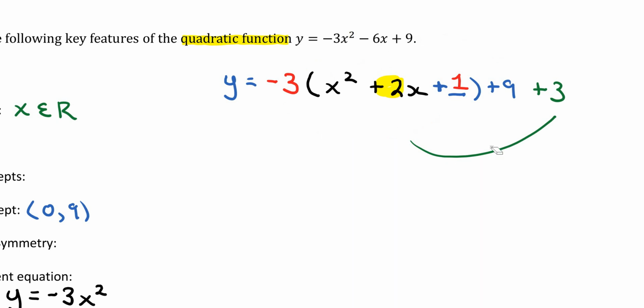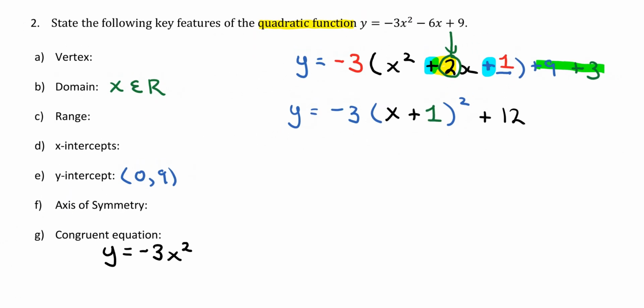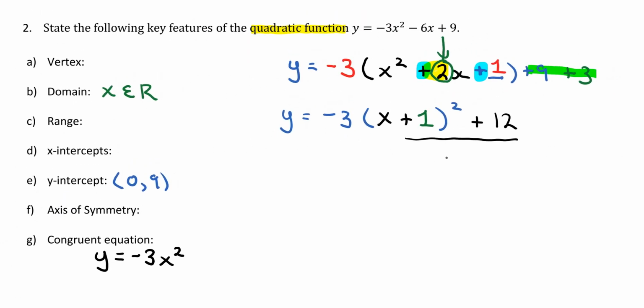Now that we've completed the square, let's go ahead and factor this. The -3 remains. I'll put a squared there. Since I have 2 positive signs in blue, I have x plus, and all we do now is take this middle number, which is 2, and divide that by 2. So 2 divided by 2 is 1. And finally over here, 9 plus 3 is 12. There it is, and from here, we can definitely find the vertex. The vertex is right there. So the vertex is going to be (-1, 12).